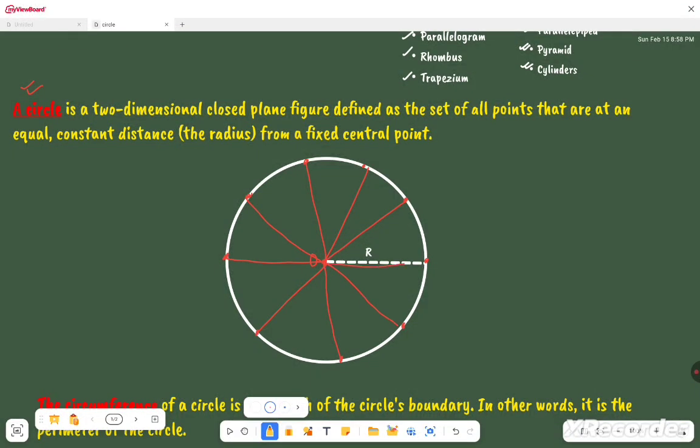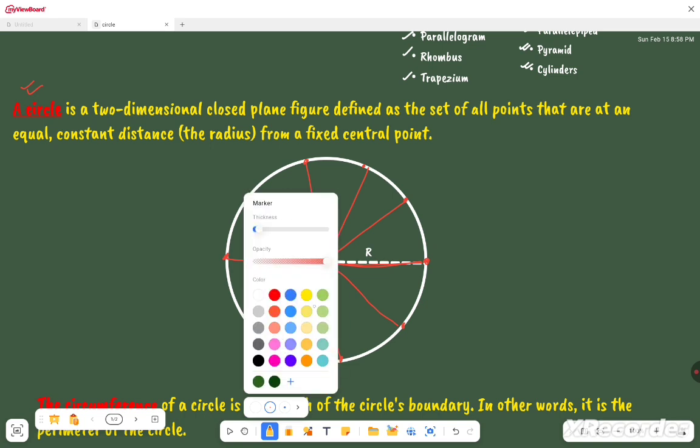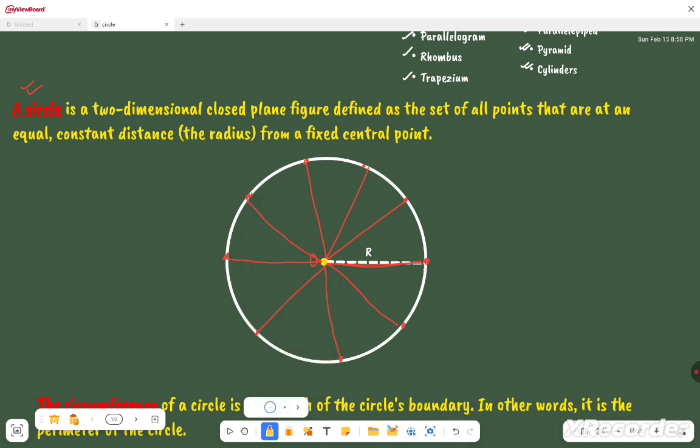That means the circle is a set of all points which are equally distant from the fixed point, the center. The distance from the center to a point is the same for every point on the circle, and this distance is called the radius. We already know these things; we have already done this circle in pre-primary level.